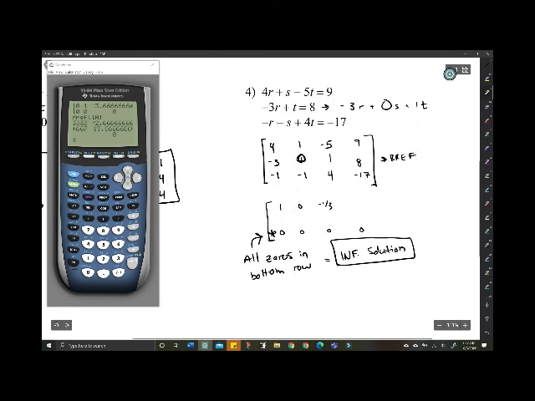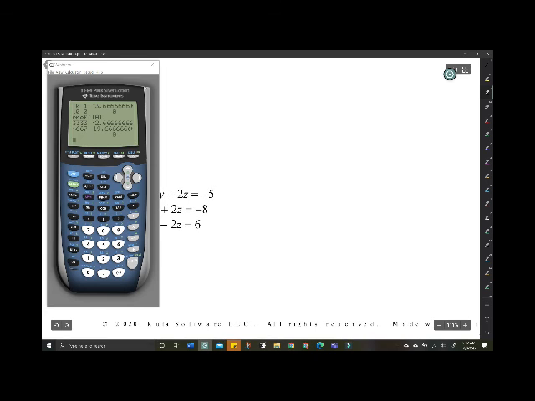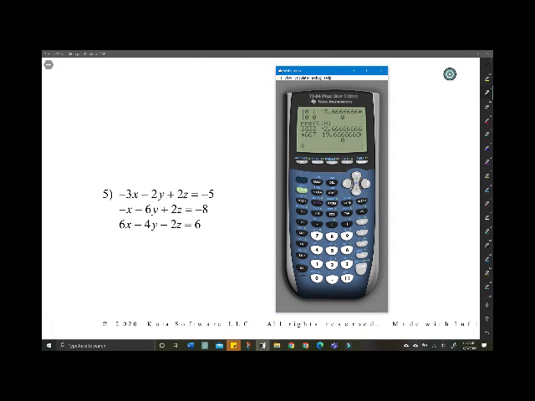On the other end of the spectrum, if you were to try this one out, so you can even start to hopefully get the hang of writing everything down, I'm just going to type in the coefficients: -3, -2, 2, and -5, -1, -6, 2, and -8, 6, -4, -2, and 6.